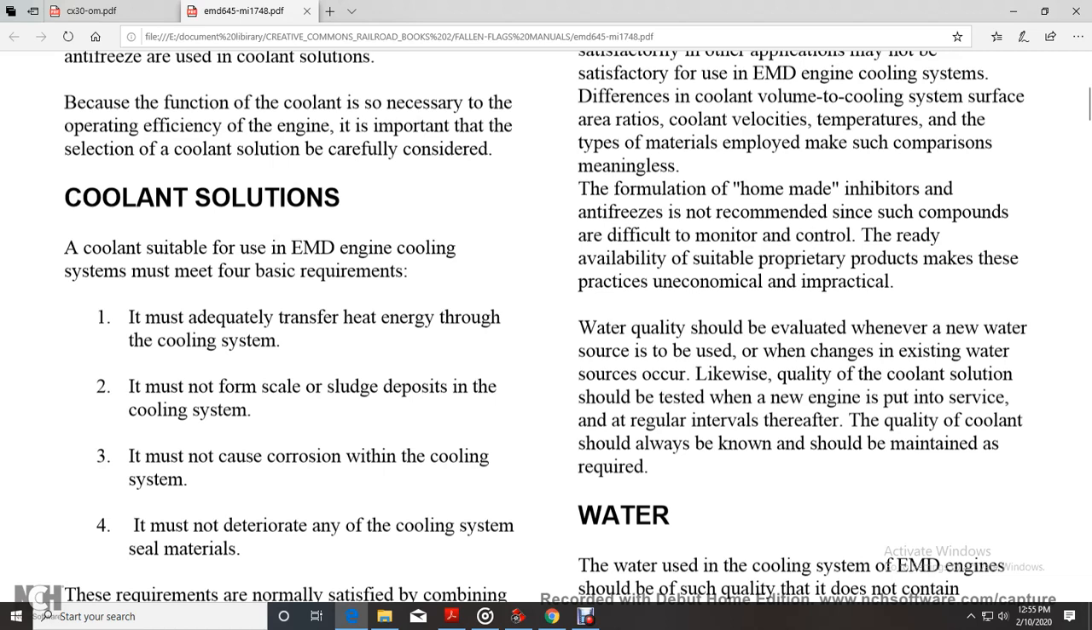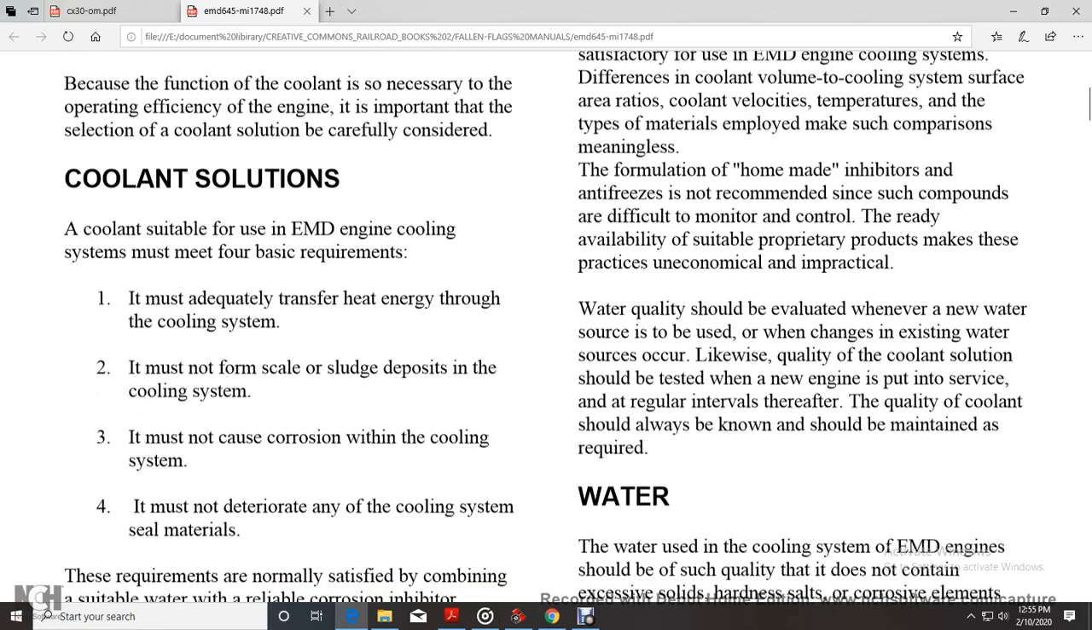Water quality should be evaluated whenever a new water source is to be used, or when changes in existing water sources occur. Likewise, the quality of the coolant solution should be tested when a new engine is put into service and at regular intervals. The quality of the coolant should also be known and should be maintained as required.